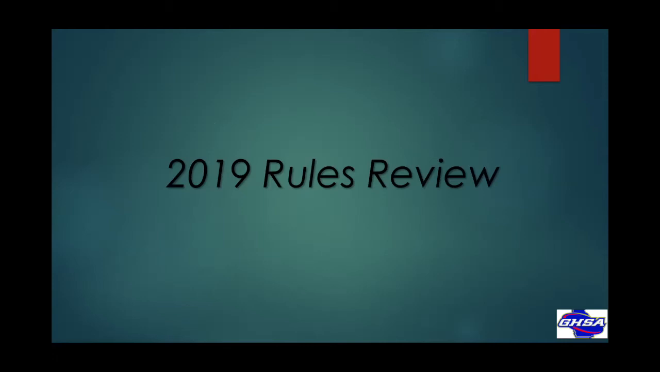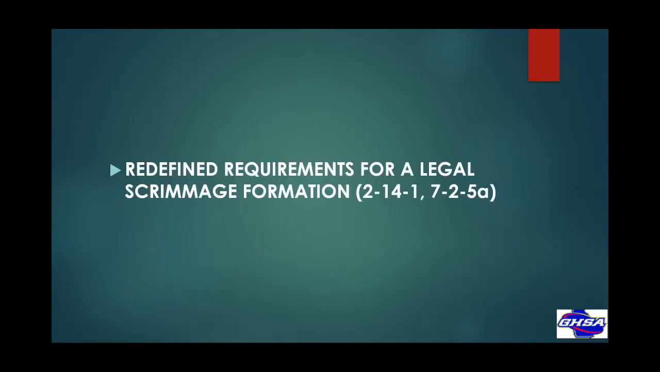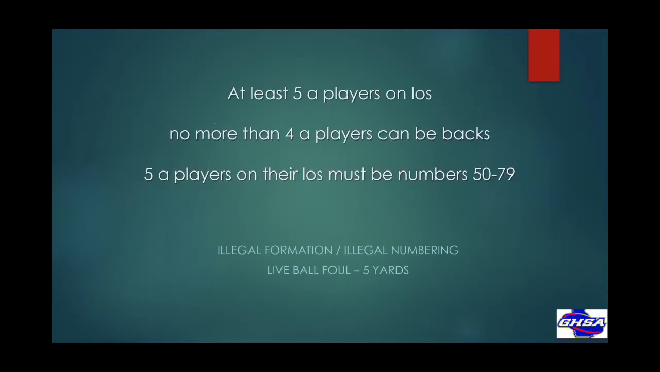So let's jump into the 2019 rules review. Everybody will remember last year, one of the rule changes was redefining the requirements for a legal scrimmage kick formation. Well, what exactly did that mean? It actually simplified how we officiate. Now we're not worried about having 7 on the line of scrimmage to have a legal formation. To have a legal formation, we just have to have 5 numbered 50 to 79.